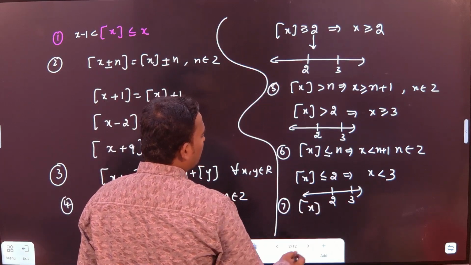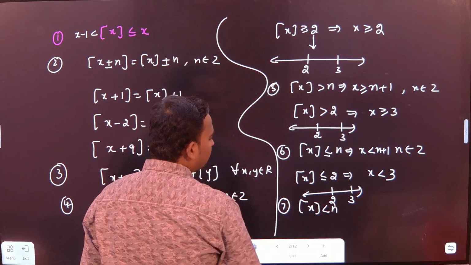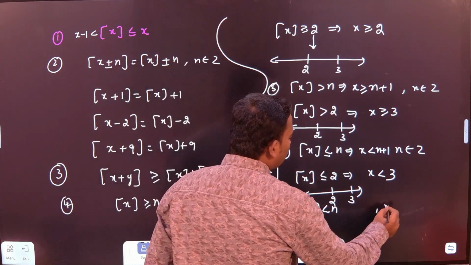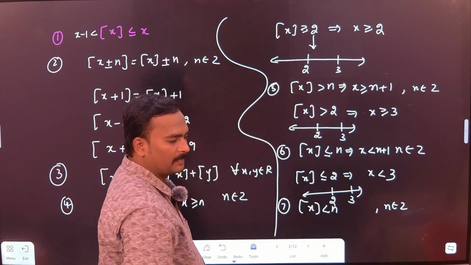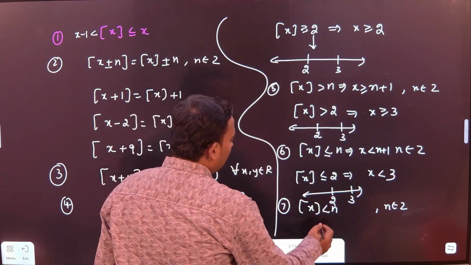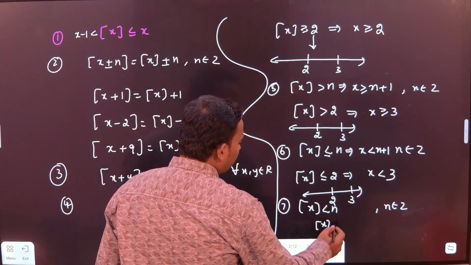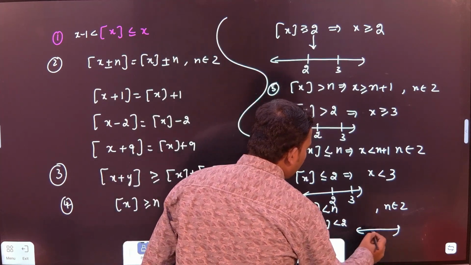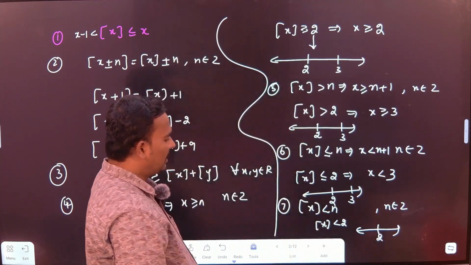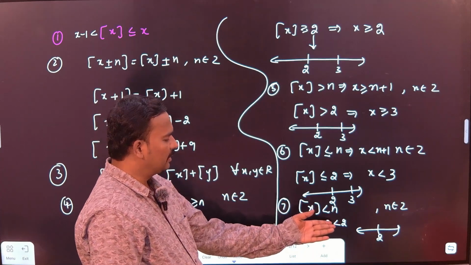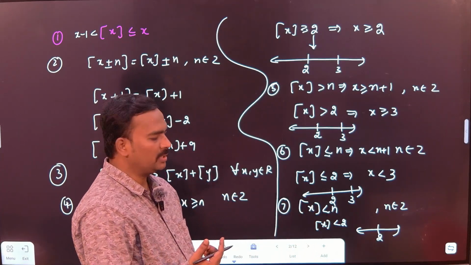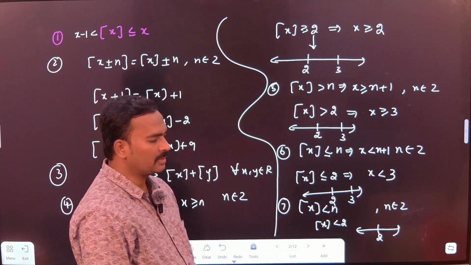Greatest integer function strictly less than n. In that case you can take, here n belongs to integer. So let us take greatest integer function strictly less than 2. Let's draw the number line. Let's take 2 here. Less than 2, take for example 1.5. So definitely 1 is less than 2, right? It's possible.